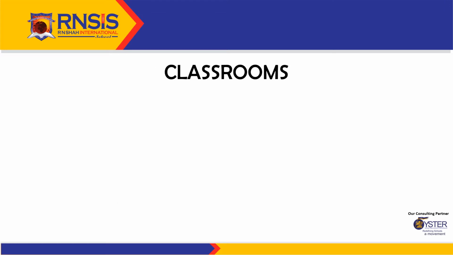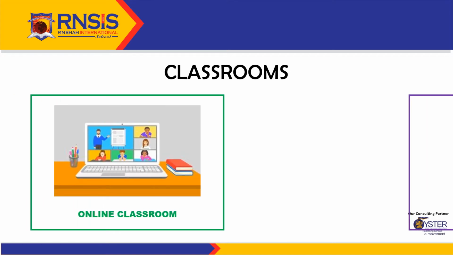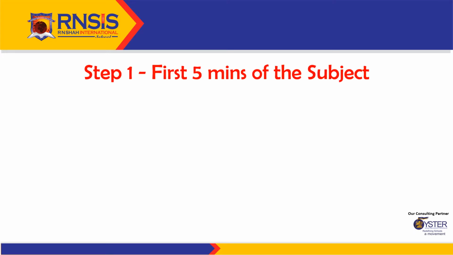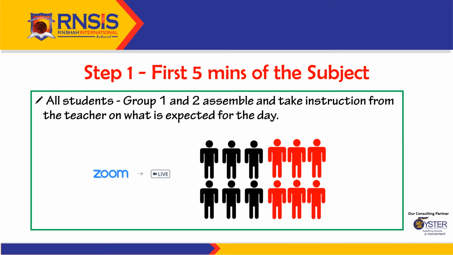Now, let us see how each class will function in week 2. We shall now have 2 classrooms, an online classroom and an offline classroom. As you are all aware, each of our classes is a 1.5 hour session, and now this 1.5 hour session will be divided into 4 parts. Step 1. The first 5 minutes of the subject. During this time, all the students of Group 1 and Group 2 will assemble in the online classroom and take instructions from the teacher on what is expected for the day.